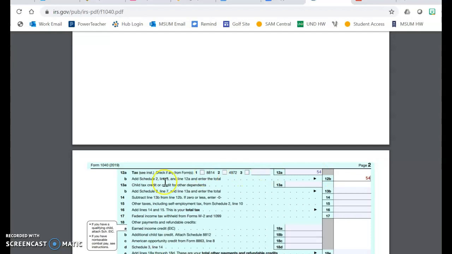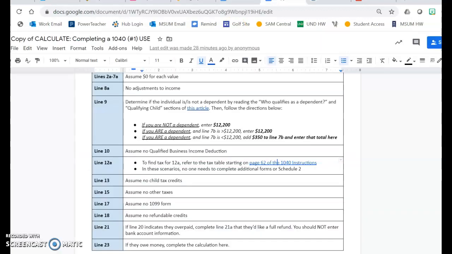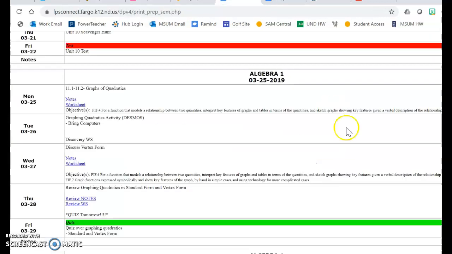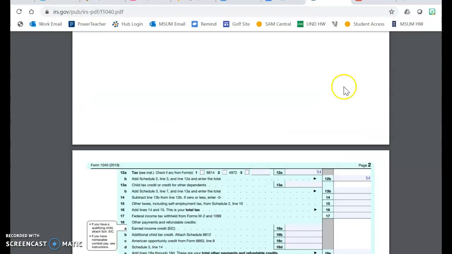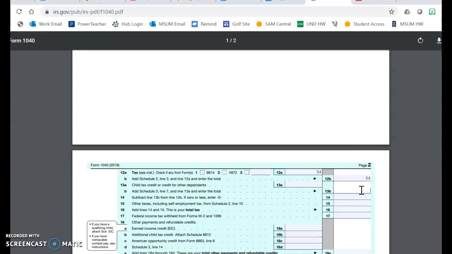So for 13, it's child tax credit. So if we look back at our sheet, it says assume no child taxes. So we're going to go ahead and put 0. Oops, sorry, I went to the wrong form. We're going to put 0 in here for 13, no children. For 14, it says subtract line 13b from 12b. Well, 54 minus 0 is just 54.